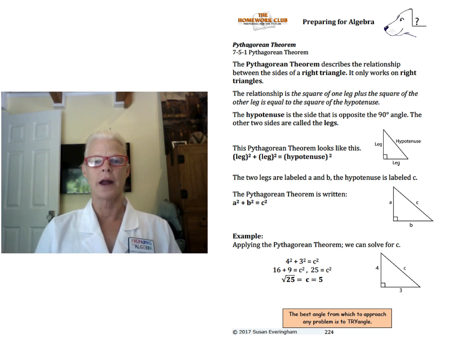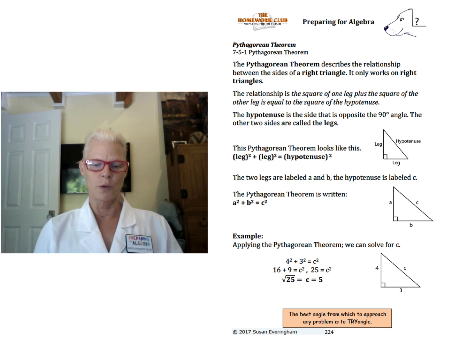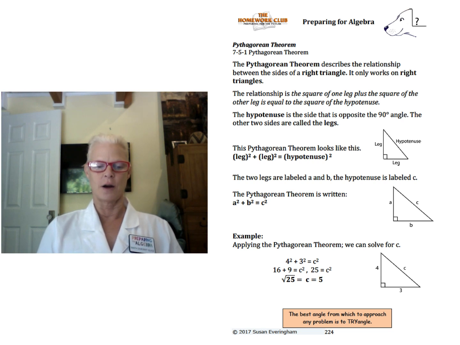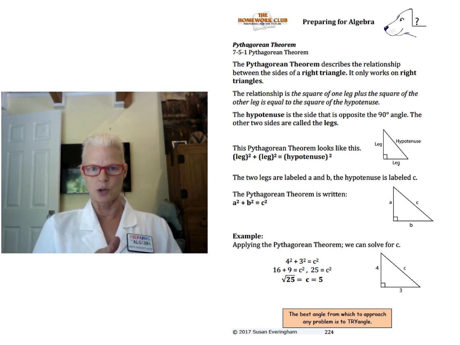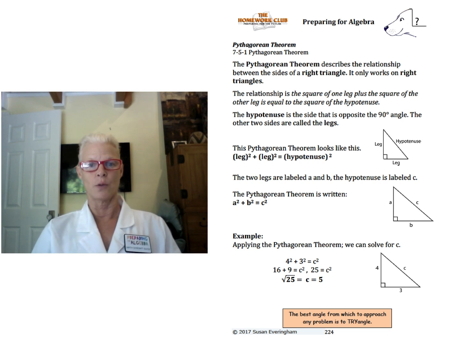Page 224 and page 225. And we're working on Pythagorean theorem finally. It describes the relationship between the sides of a right triangle. It only works on right triangles. Where we had corresponding triangles in the last video, these are actual right triangles, and this is a great rule.